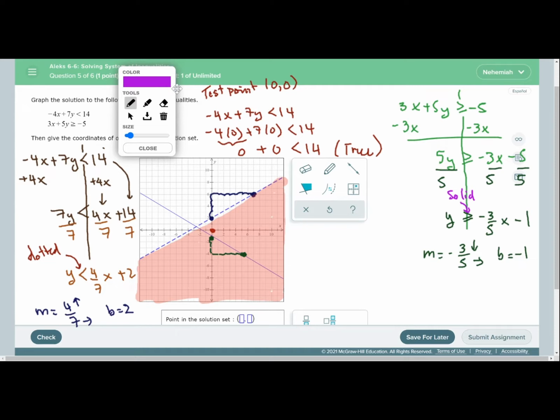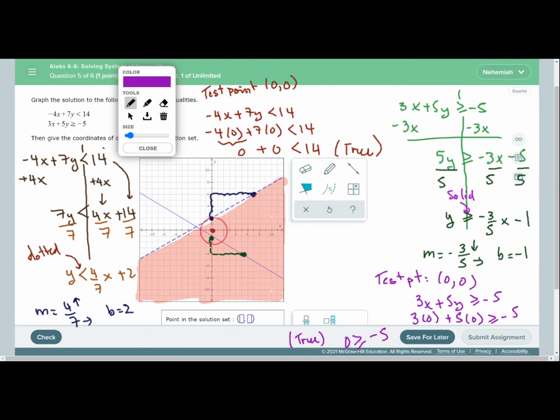So we have to do a test point. Test point (0, 0). You can test the beginning inequality: 3x plus 5y greater than or equal to negative 5. 3 times 0 plus 5 times 0 greater than or equal to negative 5. It's going to end up with 0 greater than or equal to negative 5. Is that true or false? The answer is true; 0 is bigger than a negative number.